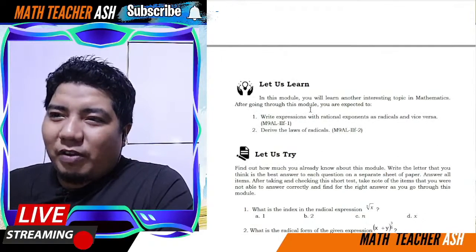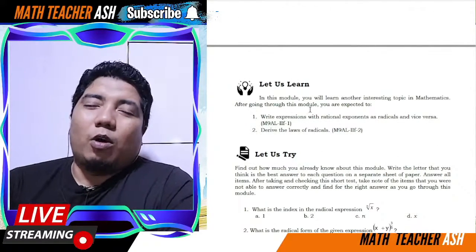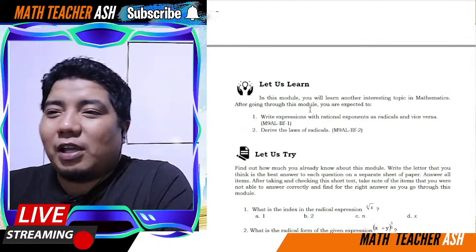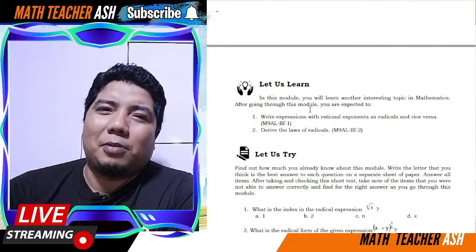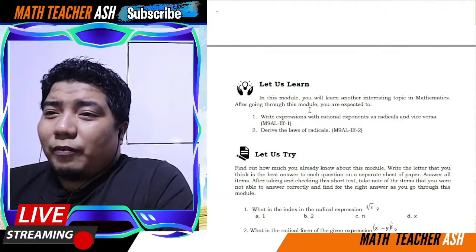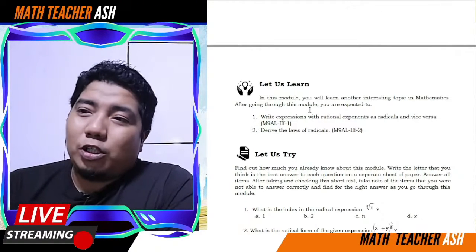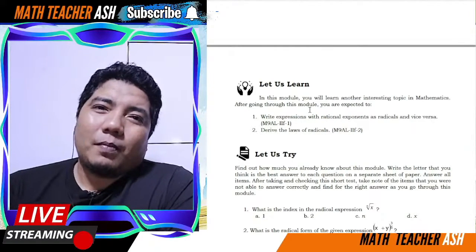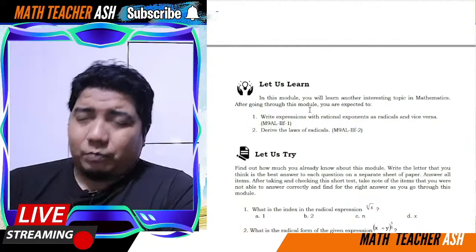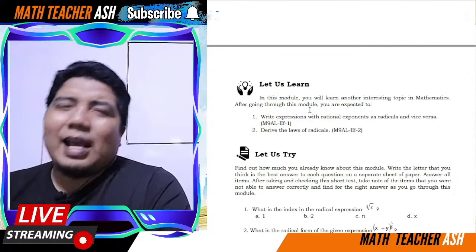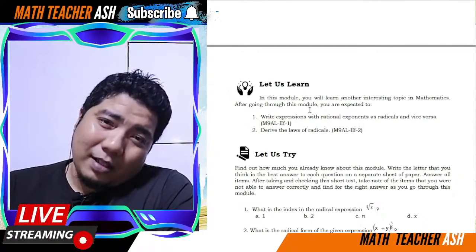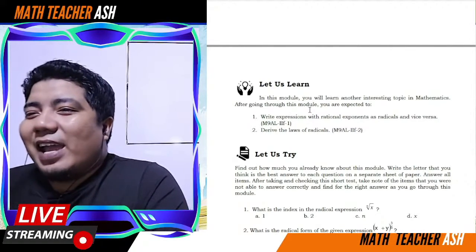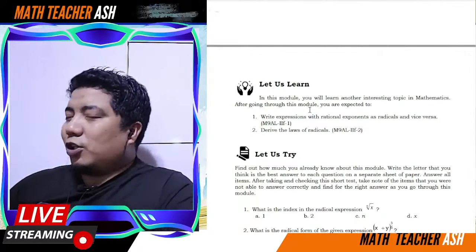Okay, and for the fifth page, we have the objectives and as well as the let us try, which is the pretest. Okay, so for the objectives of this module, my dear math learners, the first one is we will write expressions with rational exponents as radicals and vice versa. Meaning, ang mga rational exponents, i-convert natin into radicals at ang mga radicals ay i-convert natin into rational exponents. Ganun lang. Alright. And the second is to derive the laws of radical.